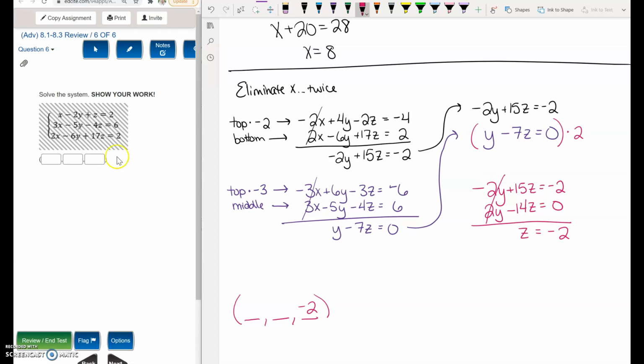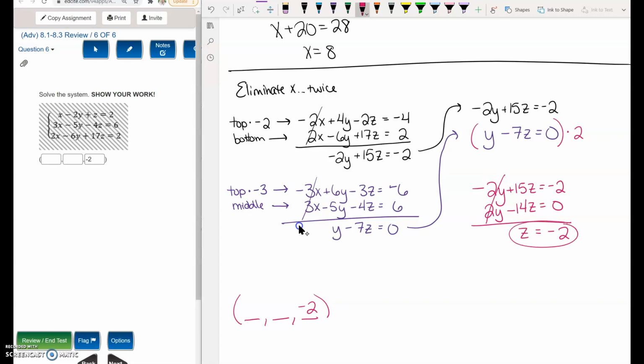And there are 3 points for this problem, so each blank gets a point. So if you get z correct, but then make a mistake on x and y, you will still get some of your points. So it is worthwhile to do as much of this as you can. If you get stuck, just get as much of it done as you can, because you're guaranteed some points if you get some of it done.